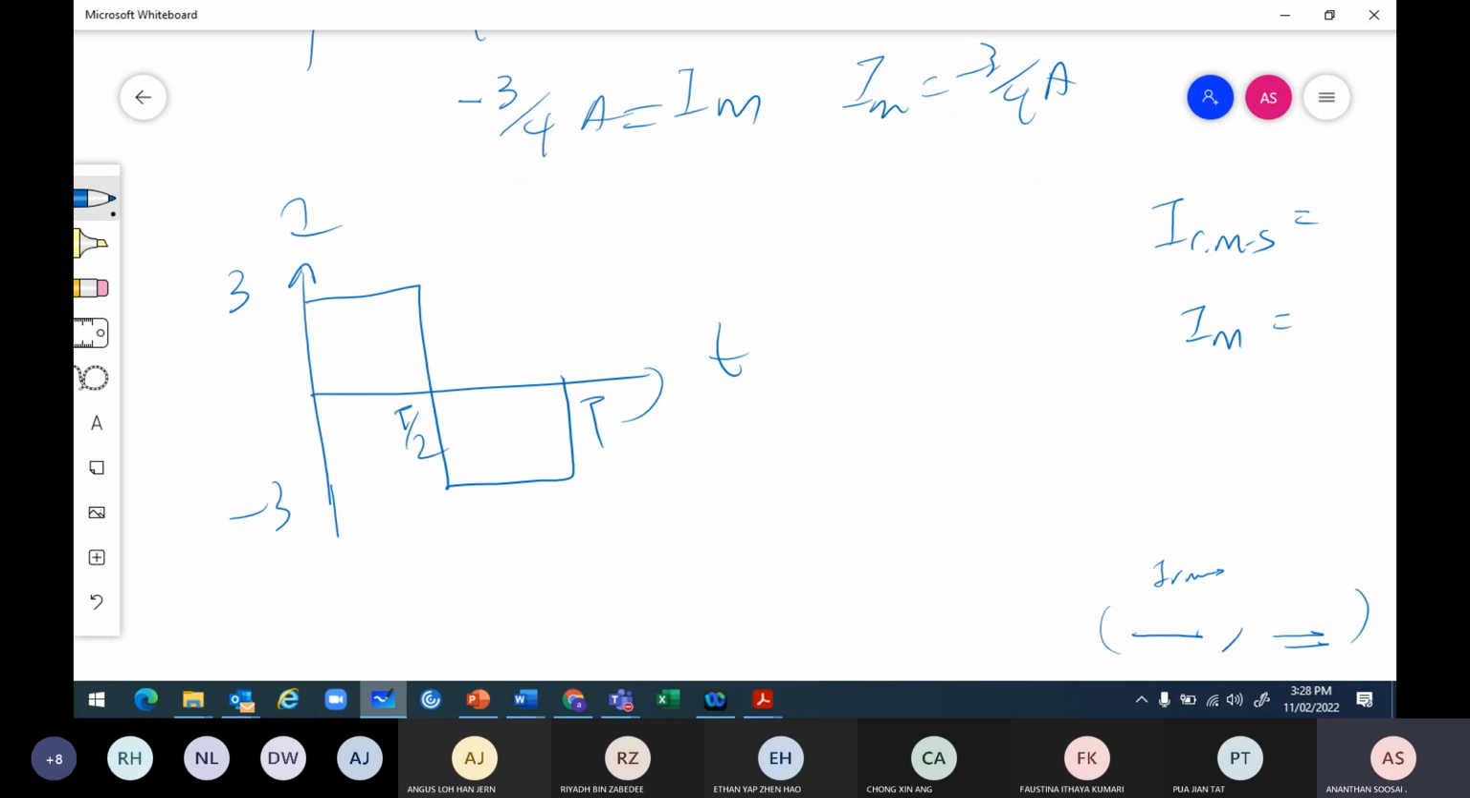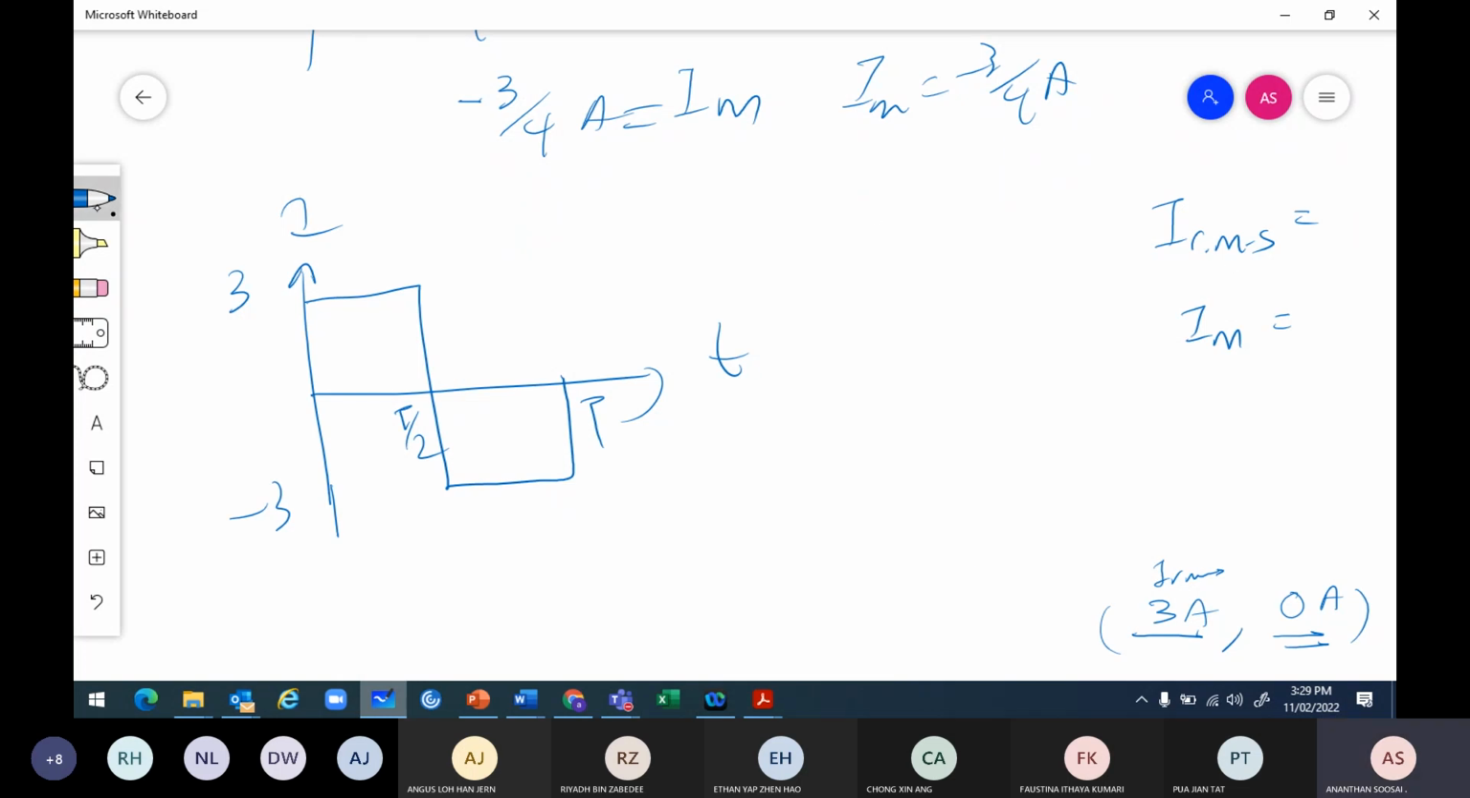Okay, I'm getting answers. Two of you are giving me the answer. The RMS is 3 and the mean value is 0. 3 ampere, 0 ampere. Two of you said this, the same answer. 3 ampere, 0 ampere. Correct, right?